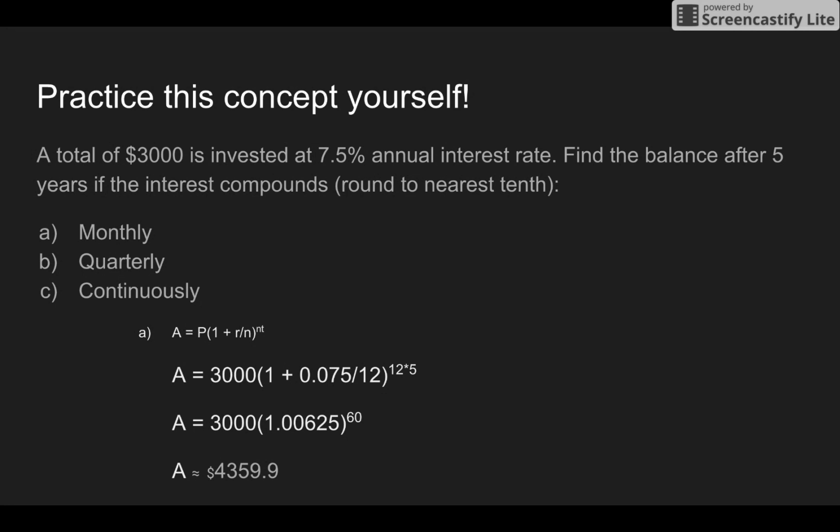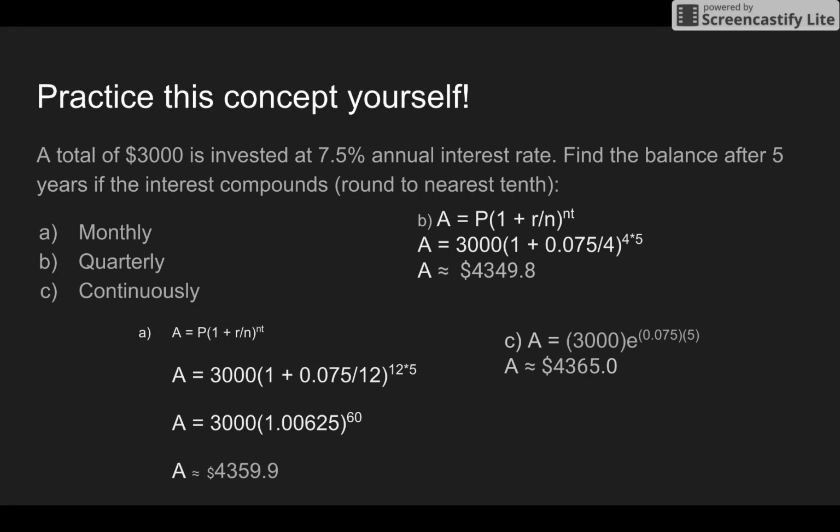For A, we plug in the values, and we get around $4,359.9. For B, we do the same thing, and we get around $4,349.8. For C, we use the continuously compounded interest formula, which is A equals P E to the power of R times T. E will be found on your calculator, so you will have to search it up. And for C, the overall amount is $4,365.